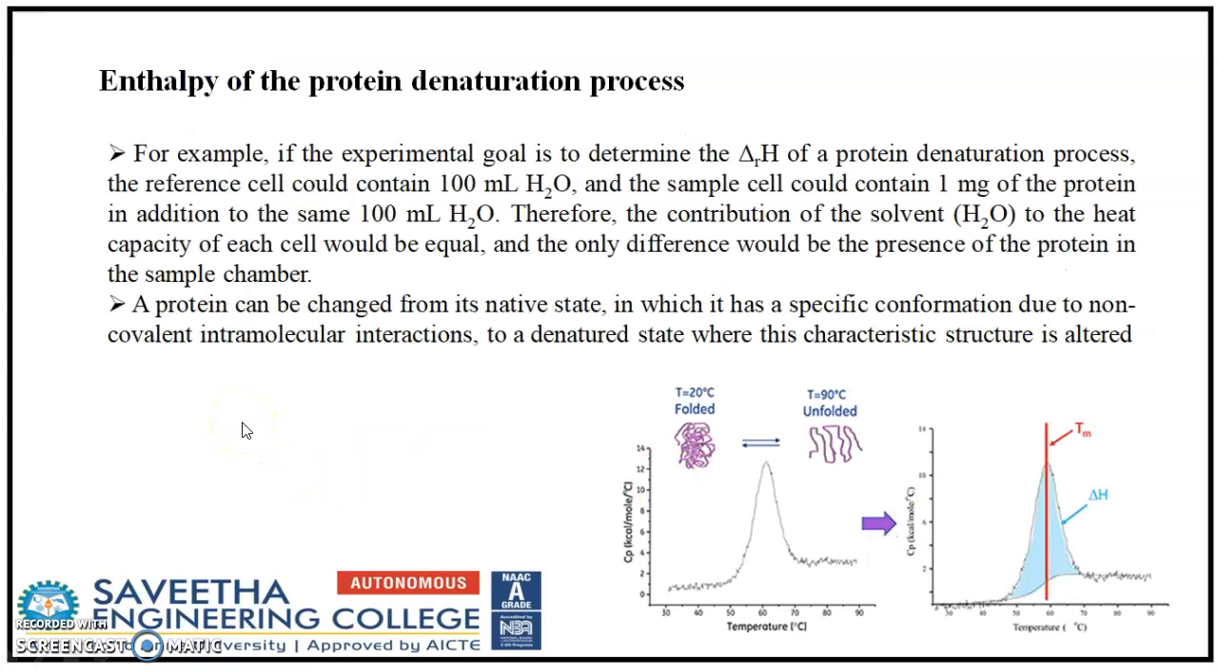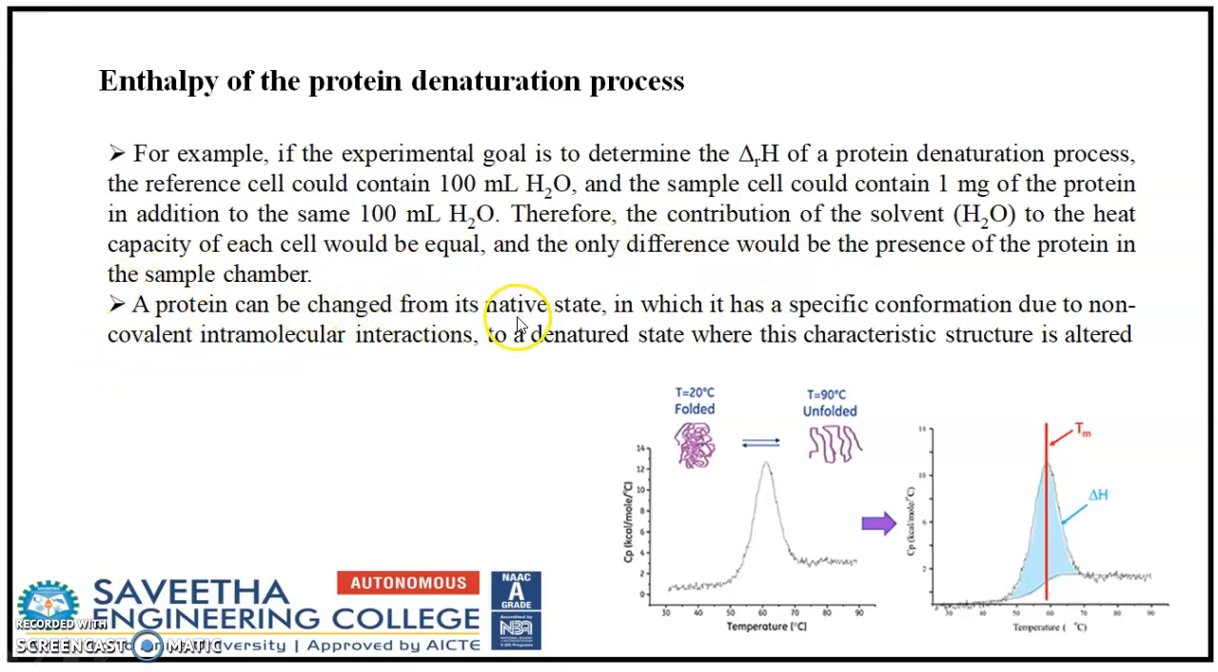So with the help of DSC, we are measuring the enthalpy change of a protein during the denaturation process. For example, if the experimental goal is to determine the delta H of a protein denaturation process, the reference cell could contain 100 ml of water, and the sample cell could contain 1 gram of protein in addition to 100 ml of water. Therefore, the contribution of solvent to the heat capacity of the cell would be equal, and the only difference would be the presence of protein in the sample chamber.